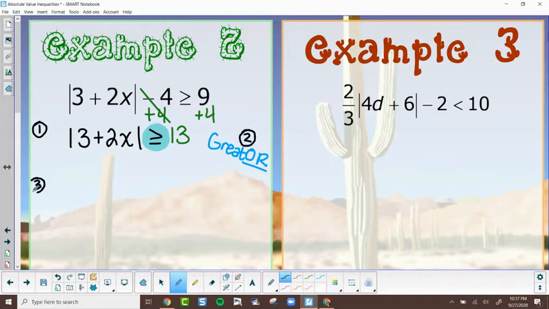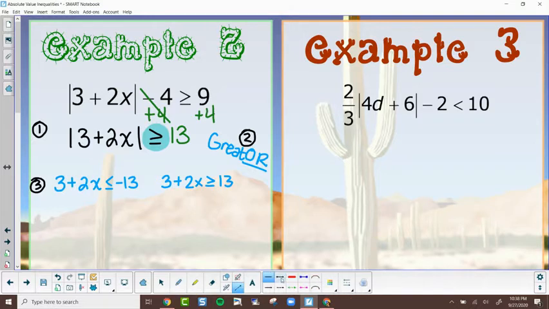All right, step 3 says I need to go ahead and split these up. So I'm going to have one piece. The absolute value piece is going to be less than or equal to negative 13. So things like negative 14, negative 15, negative 20. Or the absolute value piece is going to be greater than or equal to 13. Numbers like 14, numbers like 15, and 16, and 17, all those lovely numbers. I'm going to go ahead and draw a little shaded bar here to keep my work nice and separate. All right, step 4 says I need to go ahead and solve.